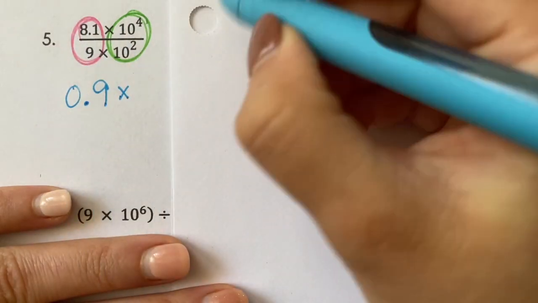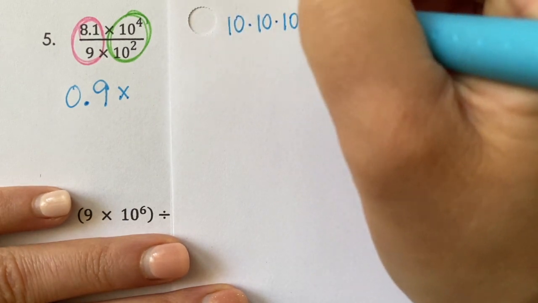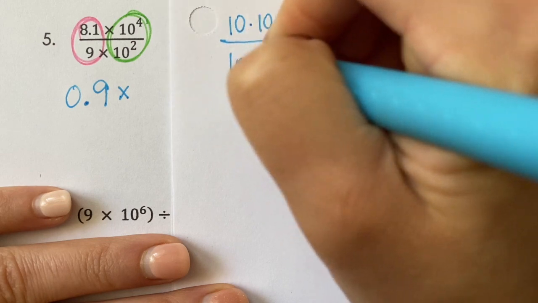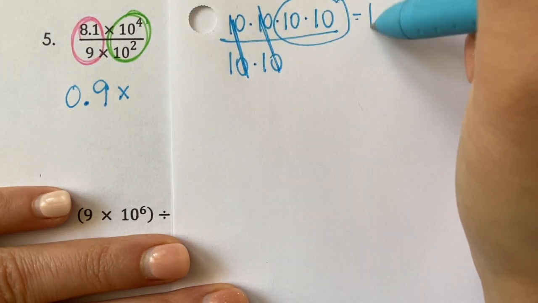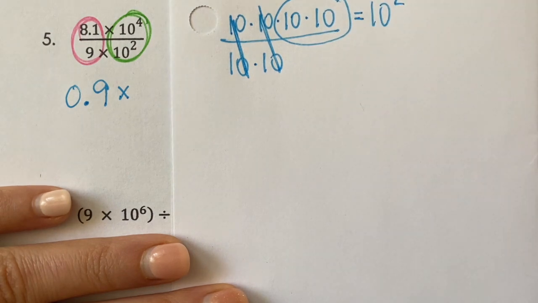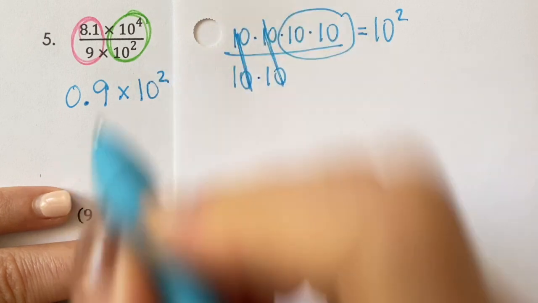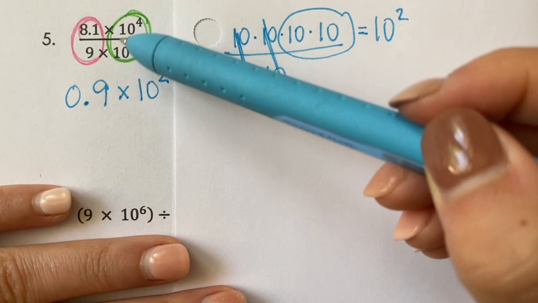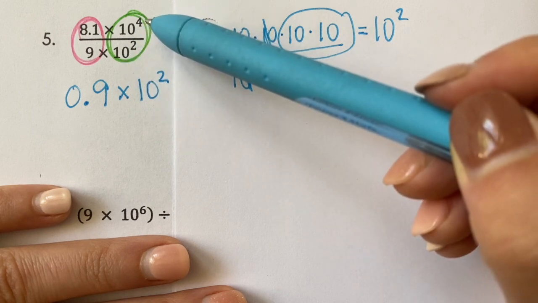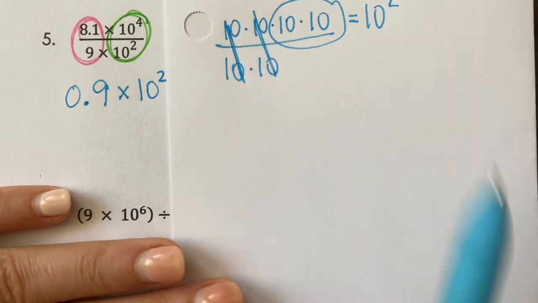So you can write it all out. You need 10 4 times on top. You need 10 2 times on the bottom. Cancel out your pairs. You're left with 10 to the 2nd power. Sorry, so the answer to the last part is 10 to the 2nd power. Another thing, if you have your same bases and you're dividing, you can subtract your exponents. 4 minus 2 gives you 2.